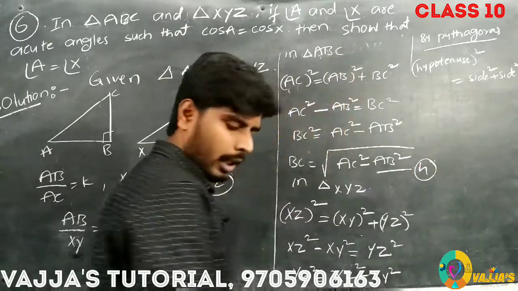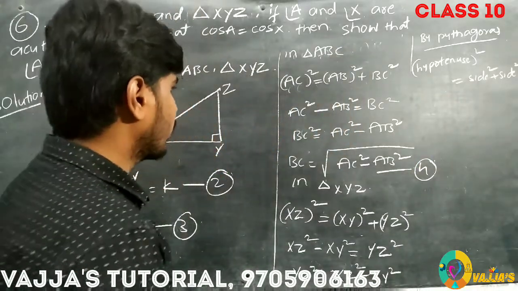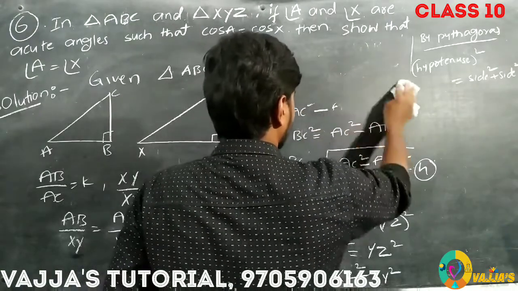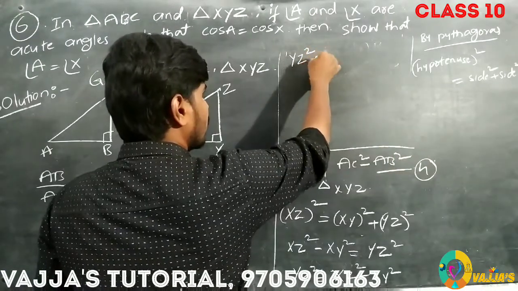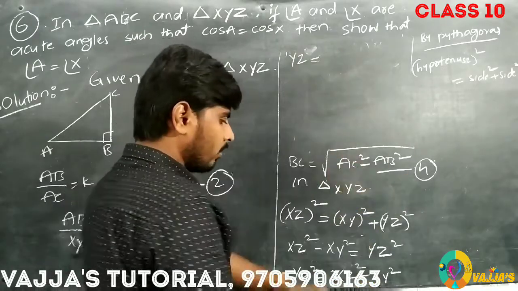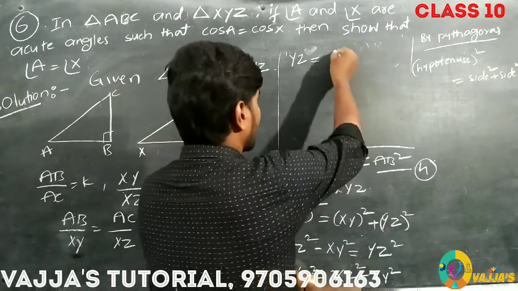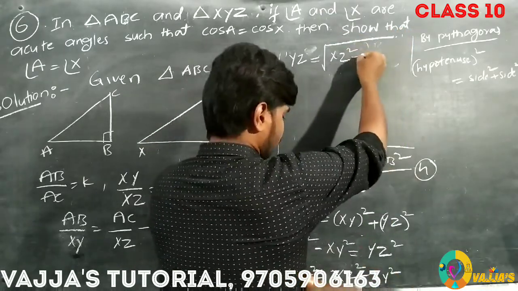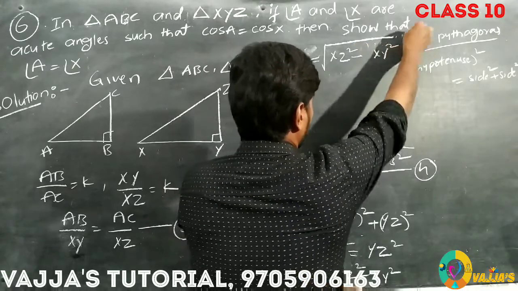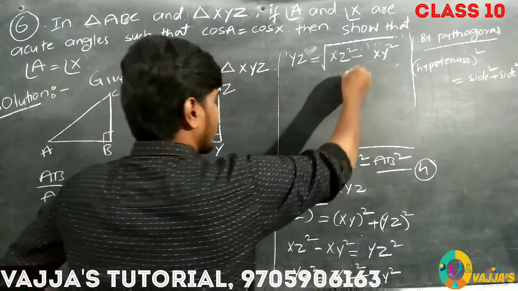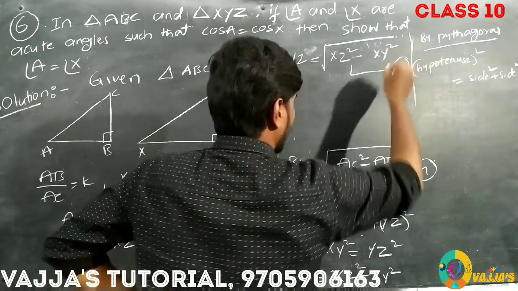Look here, I am going to erase this due to lack of space. Square is equal to this one. So the square goes to the RHS side. What does it become? It becomes root of XZ square minus XY square. So it is equation 5.